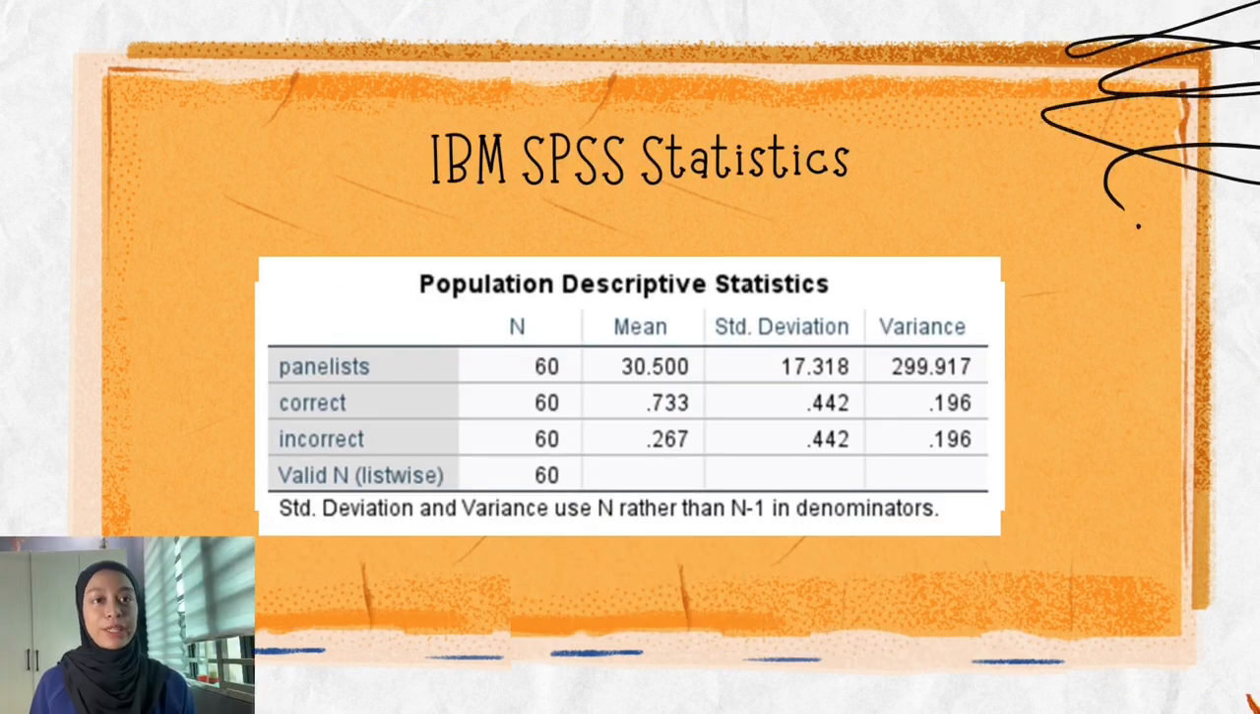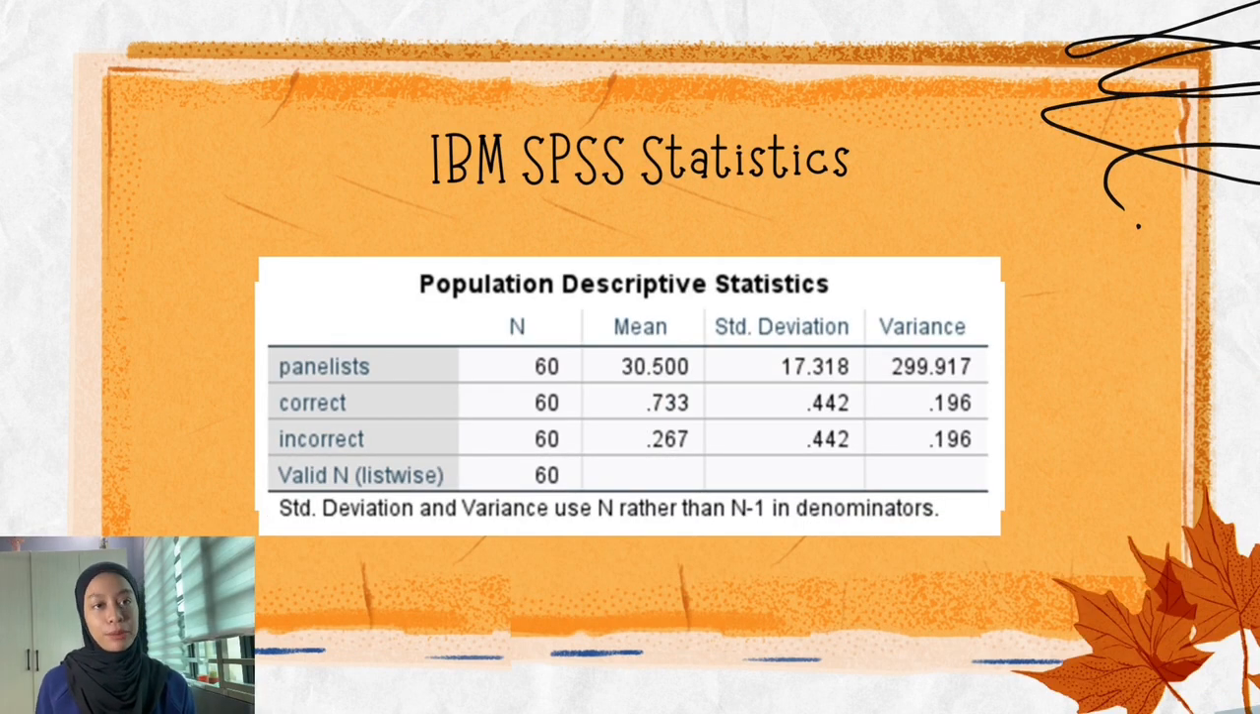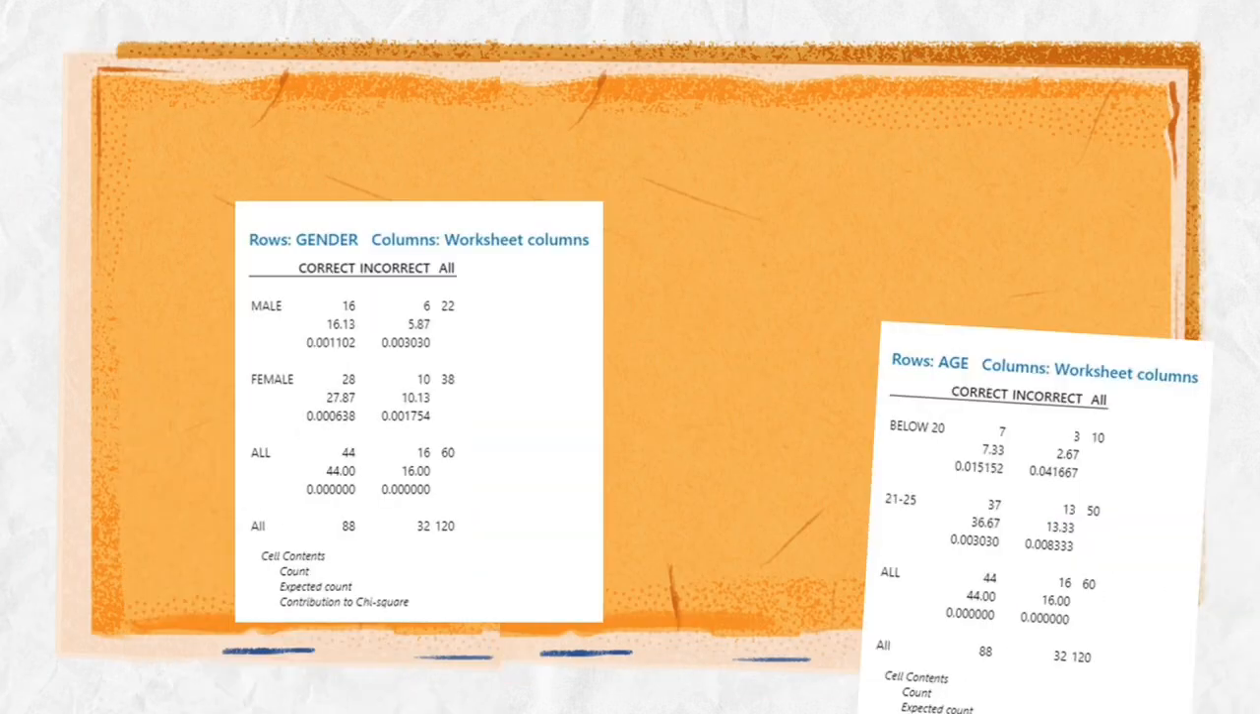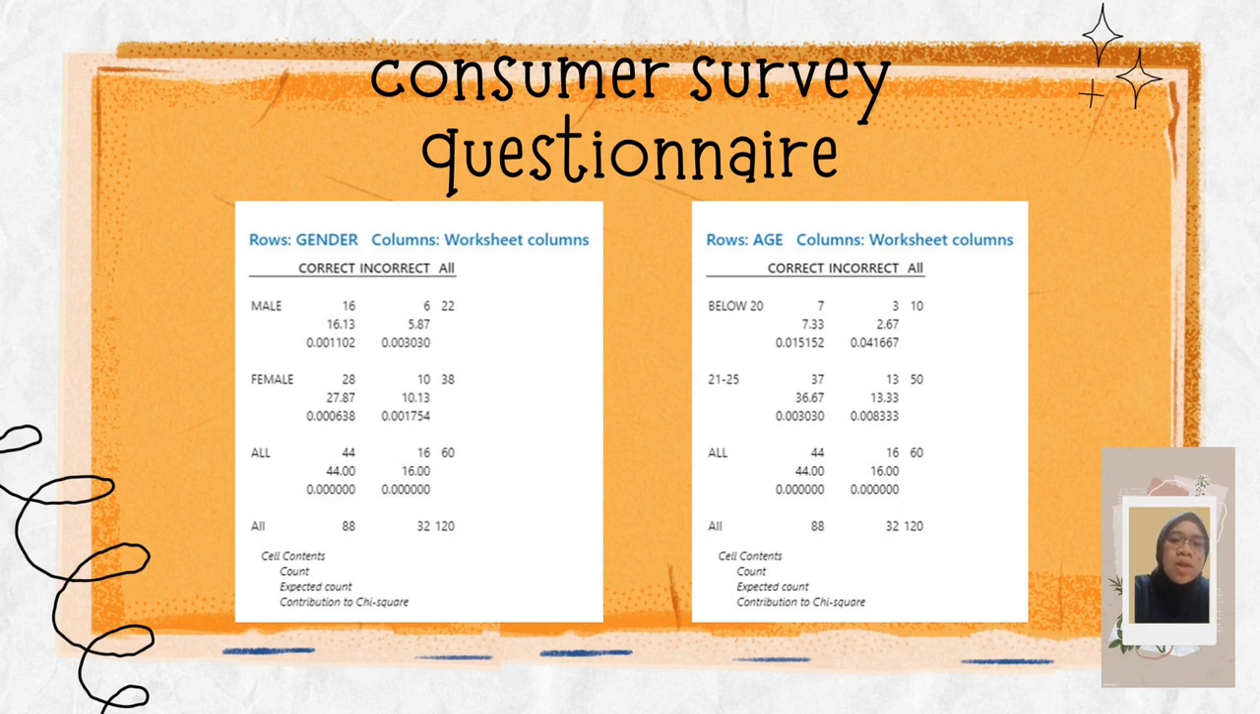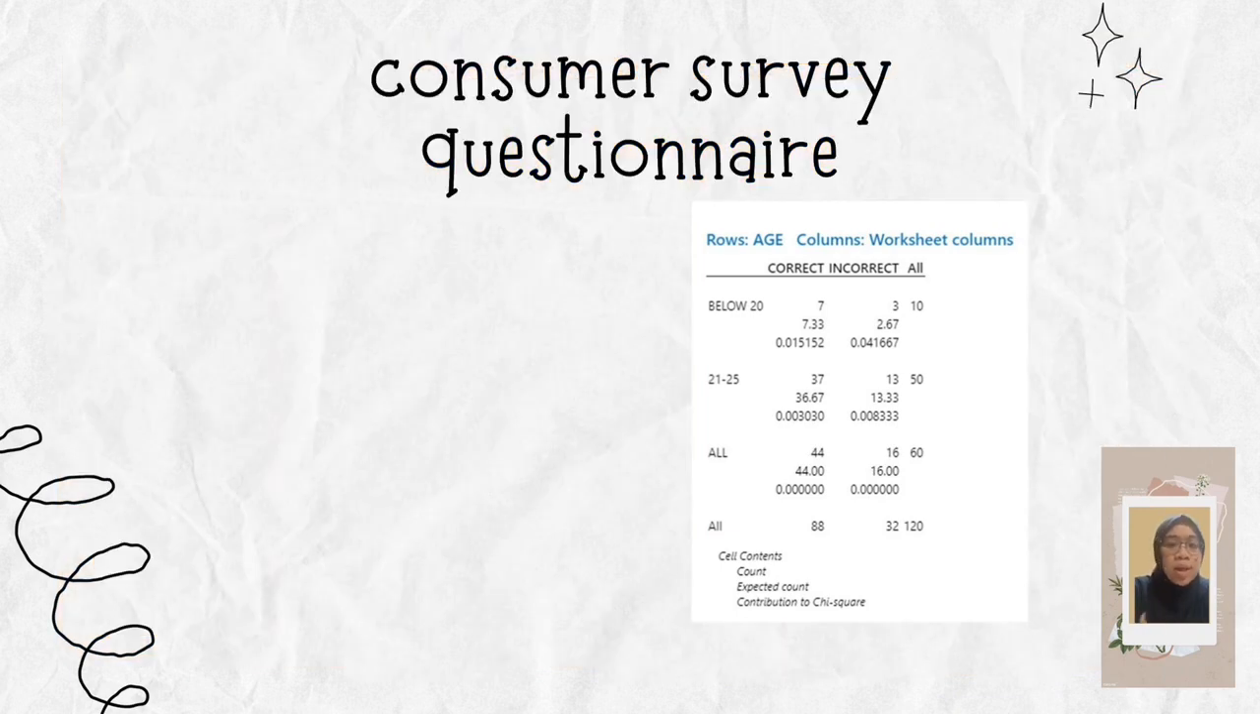The population descriptive statistics show that the variance for both total correct and incorrect is 0.196. Thus, there is a significant difference and the total correct value is higher than the total incorrect. Therefore, we can conclude that the panelists can detect the difference between the two samples. Minitab is also used to compile and evaluate the survey data. So here, chi-square tests are used to analyze the preference of the panelists with regard to gender and age group.